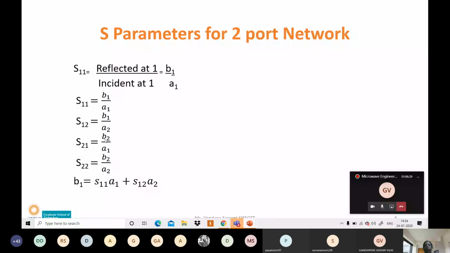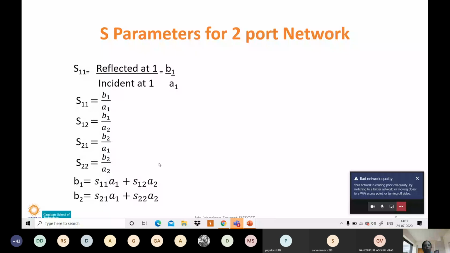What is B2 equal to? S21 A1 plus S22 A2. Yes, B2 is equal to that. From equation number 3, what can we write? S21 multiplied by A1, if we take A1 on this side, that becomes a multiplication. S21 A1 is equal to B2. And equation number 4 also comprises B2, so we can write S22 into A2 is equal to B2. So B2 is equal to S21 A1 plus S22 A2.